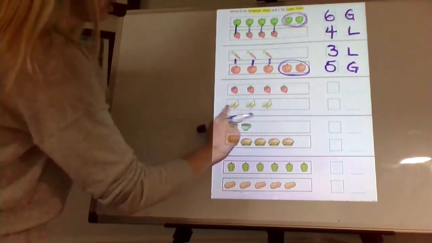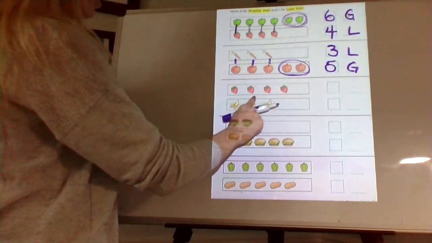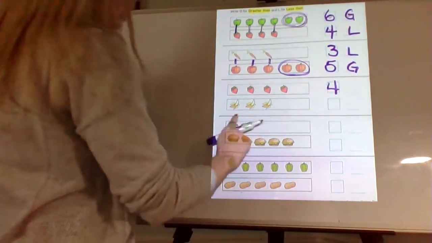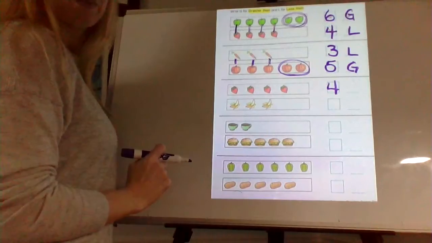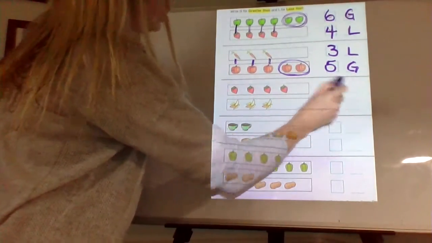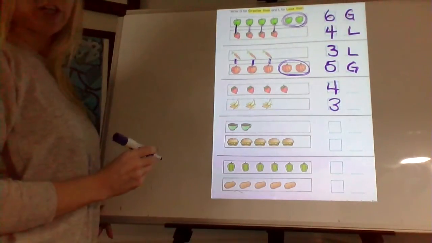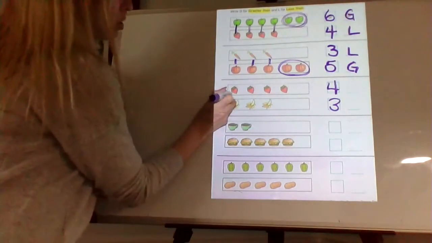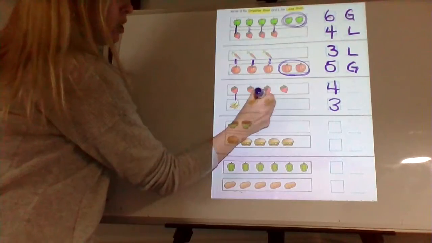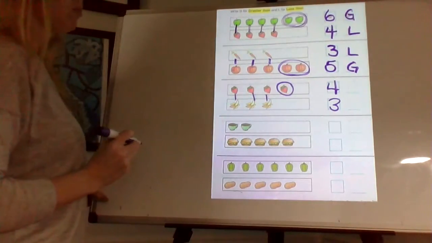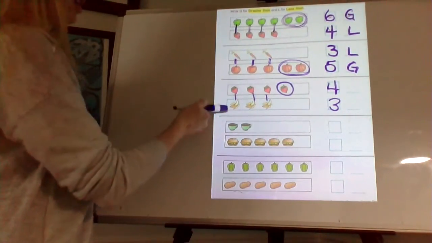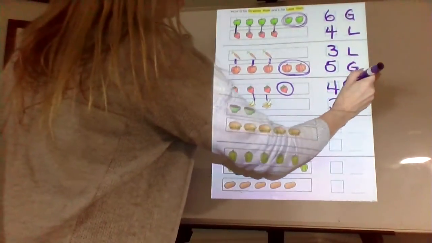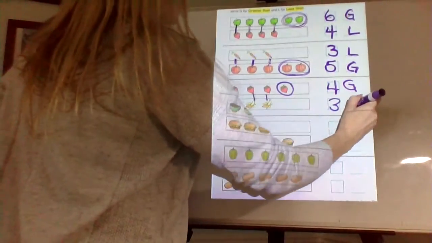Okay, let's look at the berries and the bananas. How many strawberries do you see? Good, 4 strawberries. How many bananas do you see? There's 3. Okay, good. Do you know which one is greater, the berries or the bananas? Let's check and see. So let's match them up. We've got 1 extra strawberry. So are the strawberries greater or the bananas greater? Strawberries, because we have more. Strawberries are greater. There's less bananas.